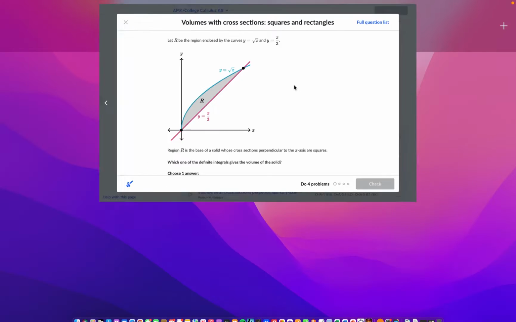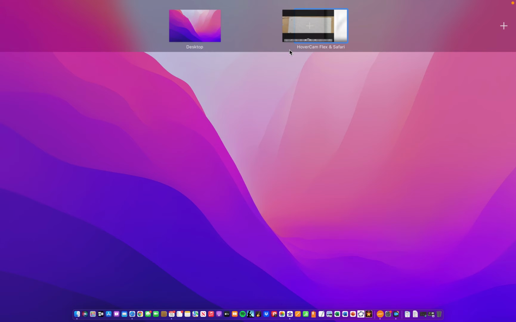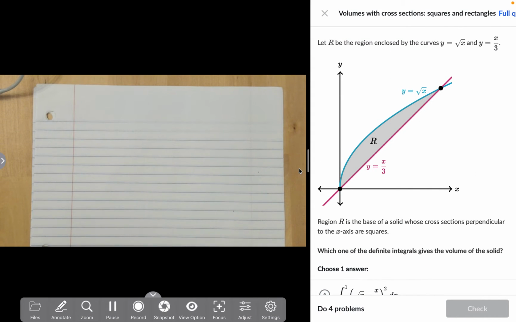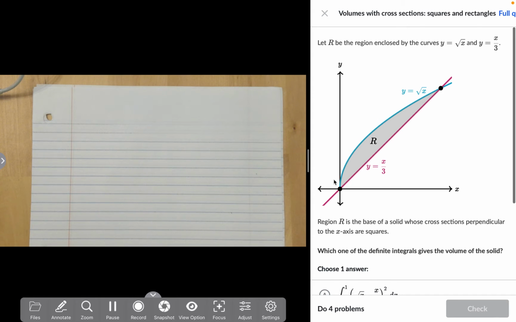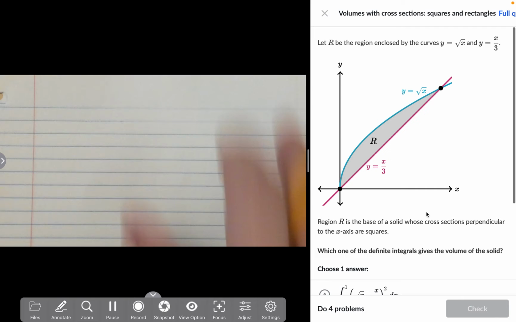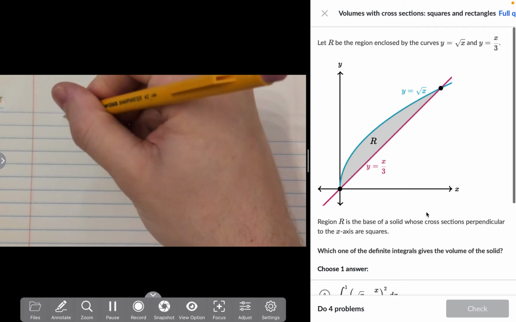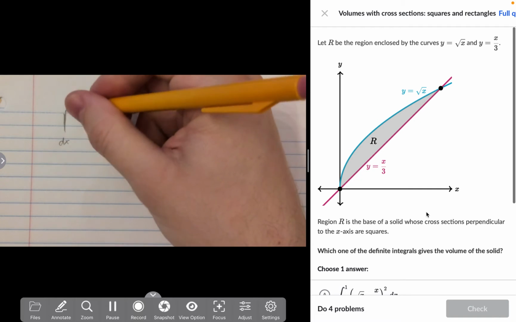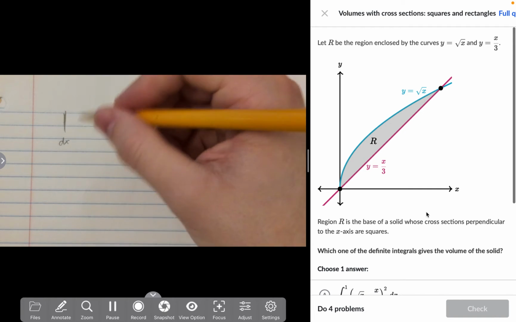All right, so we're going to start going through these Khan Academies. So we've got this question number 1 here, and they just want us to set up the integral that will give us the volume of a solid whose cross-sections perpendicular to the x-axis are squares. So perpendicular to the x-axis means we're dealing with regular normal integration. So in other words, our dx's are this way, or our cross sections perpendicular to the x-axis make squares.